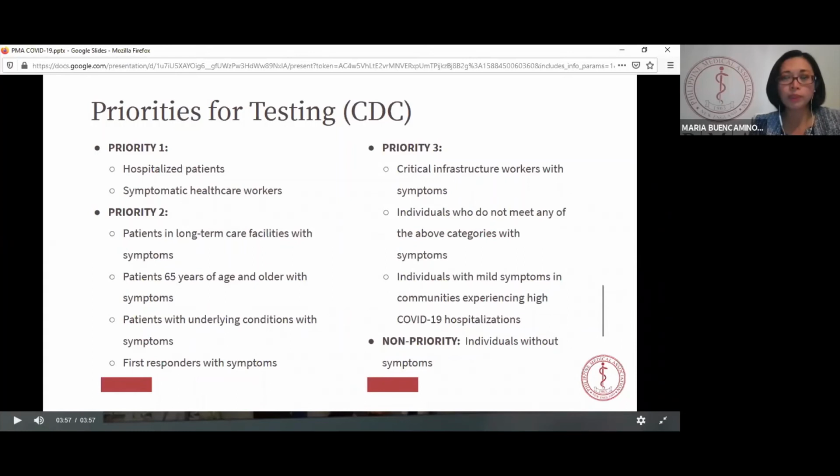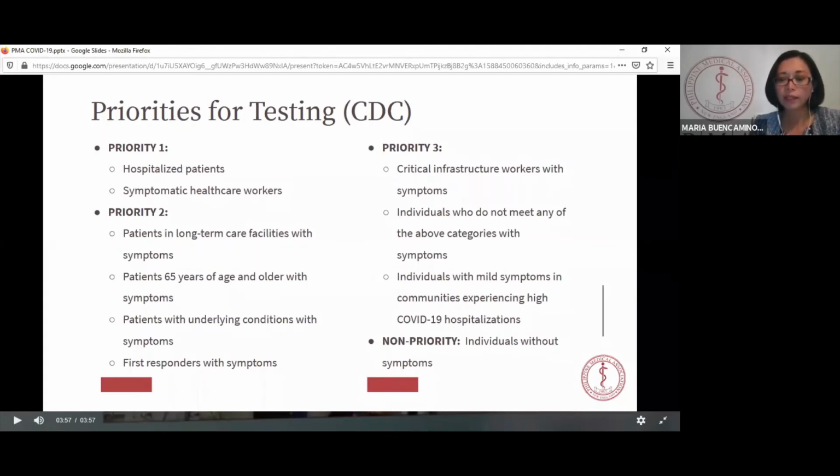And they now have just 2 categories for testing. We have the high priority group, which includes the priority 1 and priority 2 groups listed on this slide. And then the lower priority group are those groups that are listed on the priority 3.